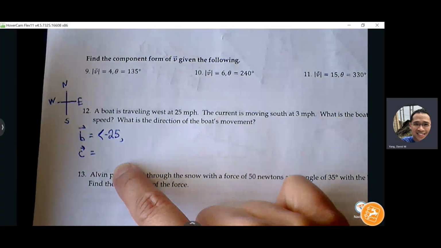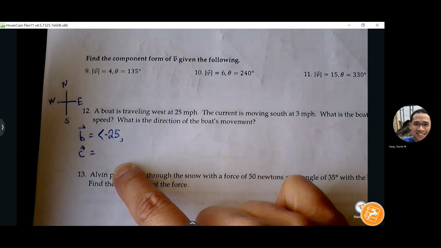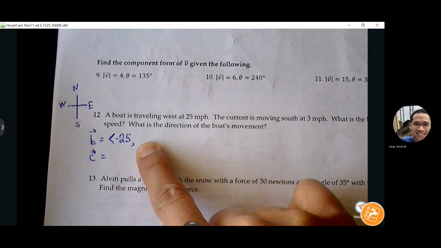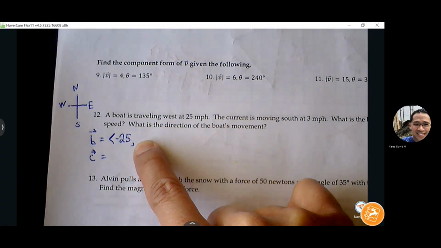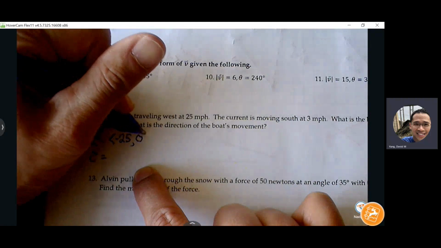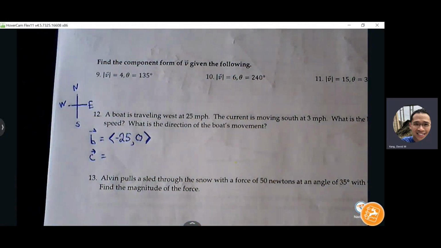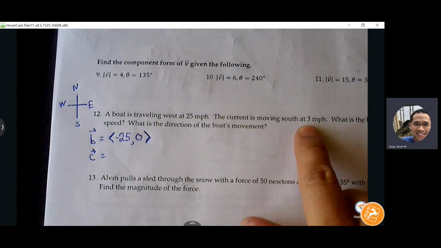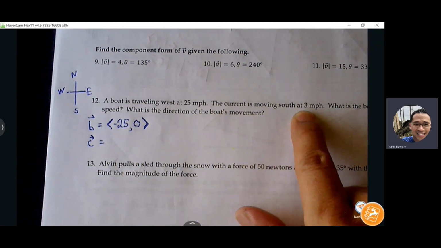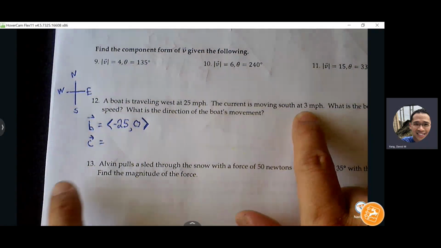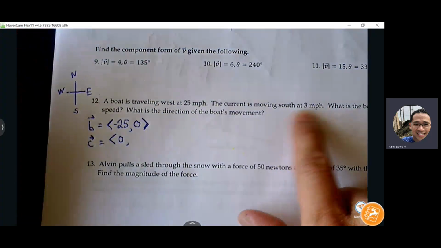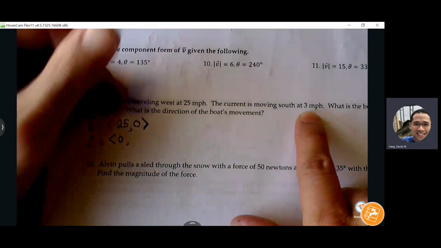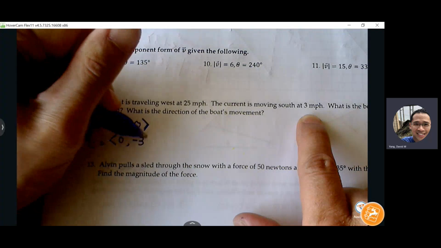And then the vertical component is what? So it's just traveling west. 0, yeah, so purely traveling west, that means it's not going to have any vertical movement. It's just going straight to the left. And now the current is moving south at 3 miles per hour. What do you think as a vector we can create for the current? 0, -3, right? No horizontal movement. It's just going down, and down is negative.